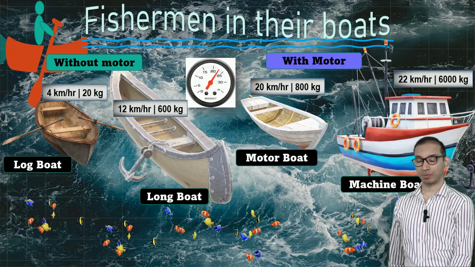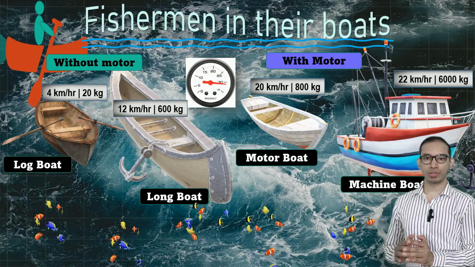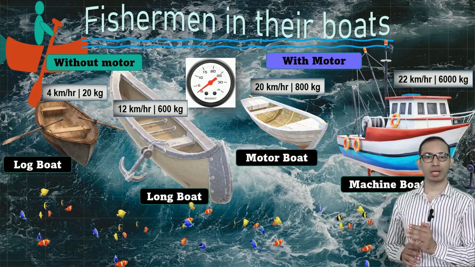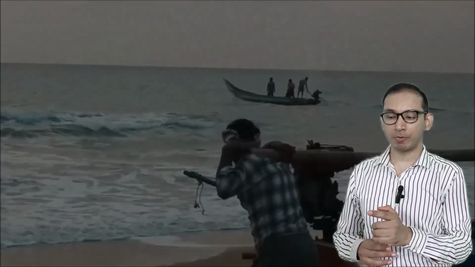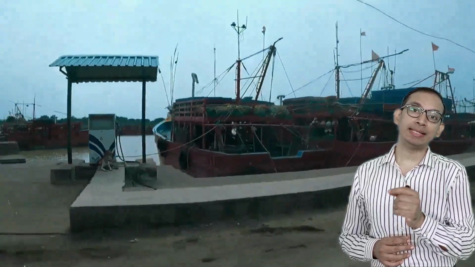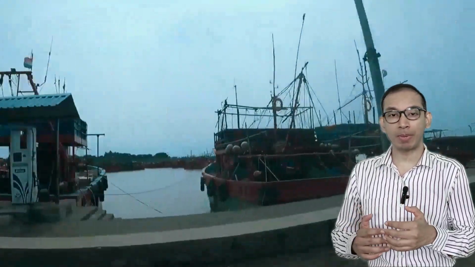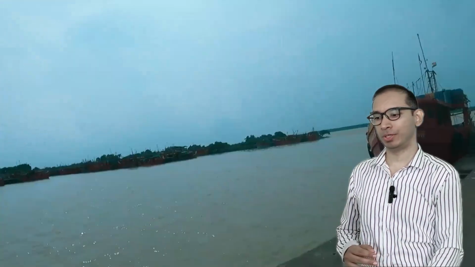Now, the first three boats don't spend a lot of time in the sea. They may go in the morning and come back by afternoon or by evening at the latest. The fourth type of boat, the machine boat, can spend close to 15 days in the sea. So when they come back, they preserve the fish in ice, and they come back with a lot of fish.